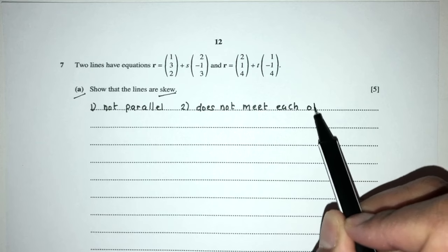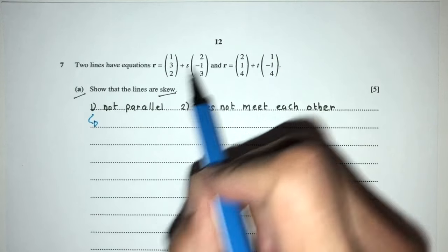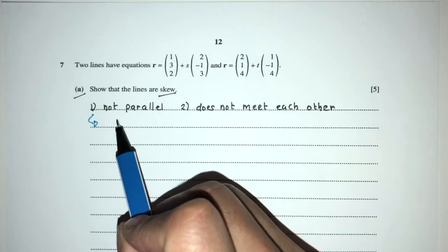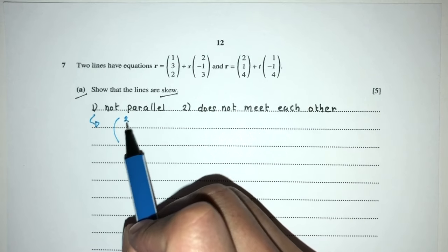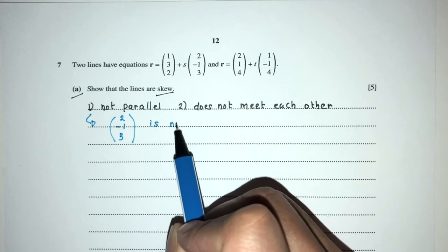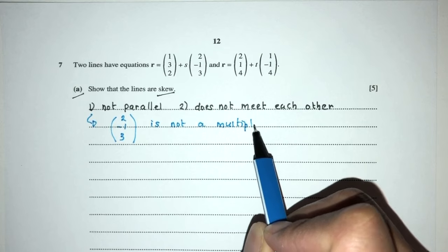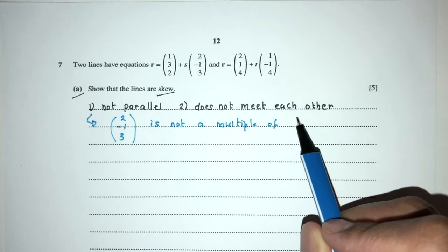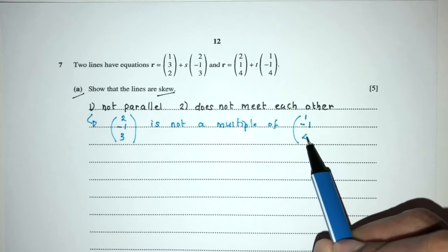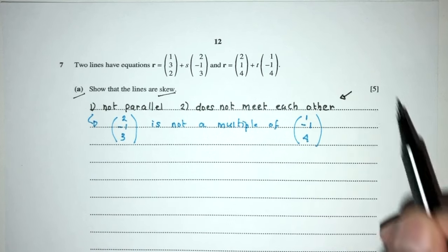Okay, so let me first show the first one. So the first one is pretty easy. By observation here, you can see that the direction of this one, so 2, minus 1, is not a multiple of this direction. So because of that, it will not be parallel, if that makes sense, right? That's the first one. Now it does not meet each other, so pretty easy.